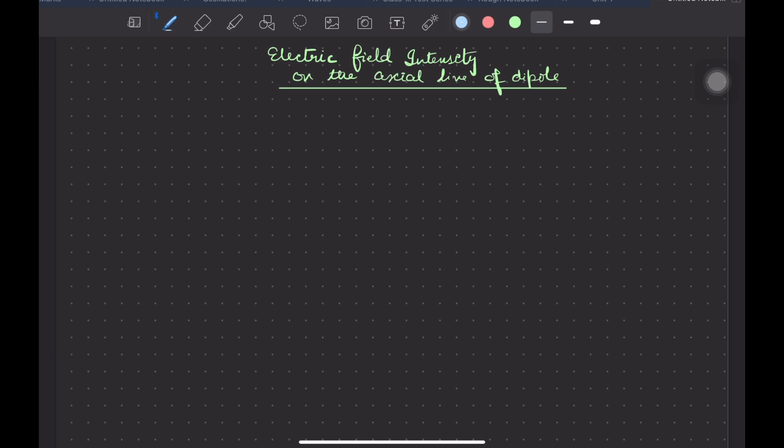So the topic which I have chosen today is electric field intensity on the axial line of a dipole. So let us start with this topic.